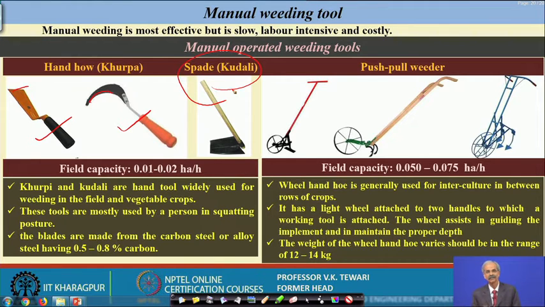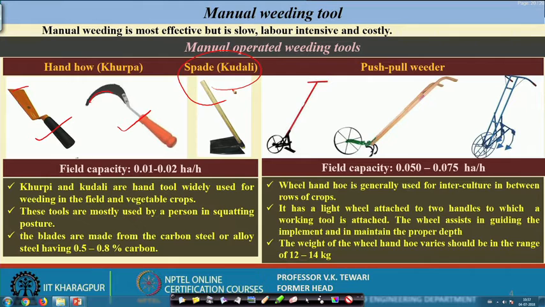Then the push pull weeders. These are devices which have been developed in order to change the posture. As I said, this is a very arduous operation involving drudgery, because you have seen in one of the photographs that the ladies were either bent or in a squatted posture. From an ergonomics point of view, we know that with a standing posture you can do the work better and for a longer duration, which means the output will be more. So, some devices were developed about 30 years back, and we have also developed some at IIT Kharagpur and other locations.